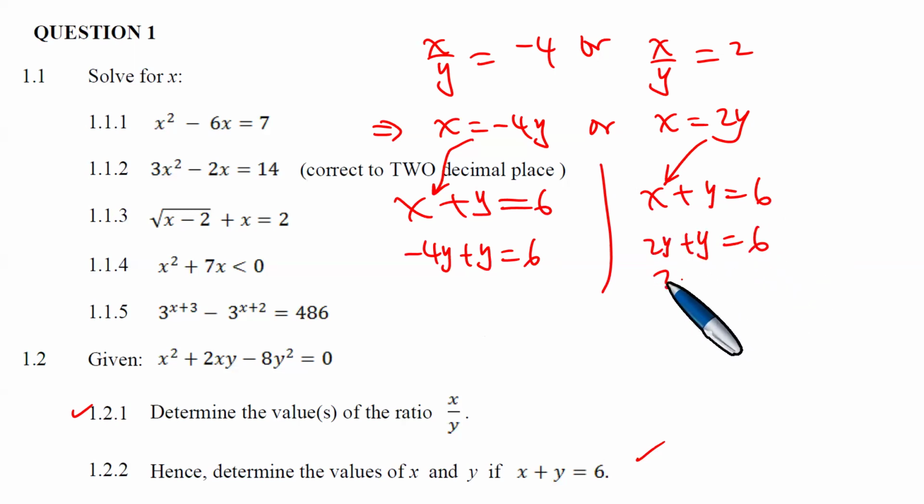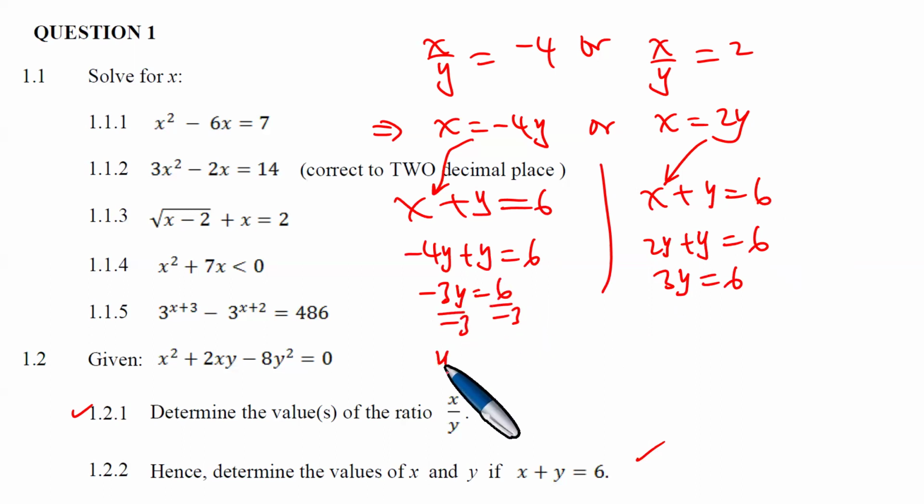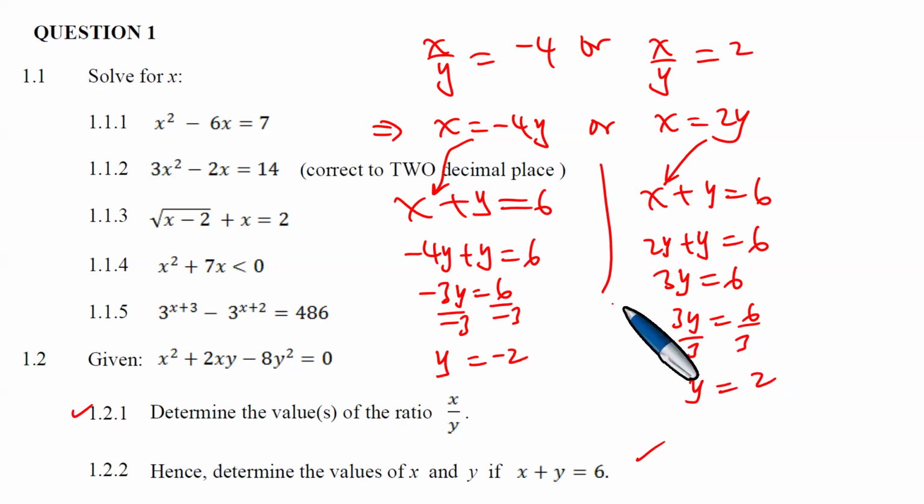which means that you have 3y equals 6. And then here, it means minus 3y equals 6. You divide by minus 3, which means y is minus 2. Here you have 3y equals 6. You divide by 3, and then you have y equals 2. Y equals what? 2.